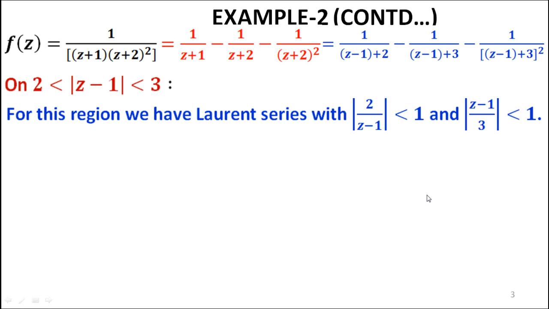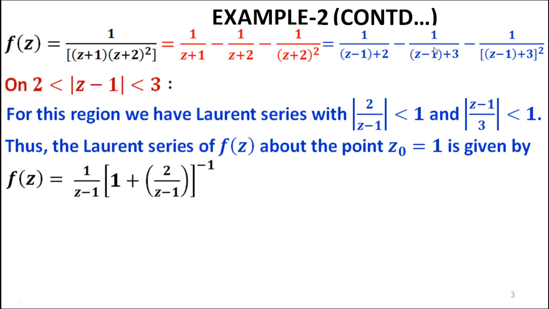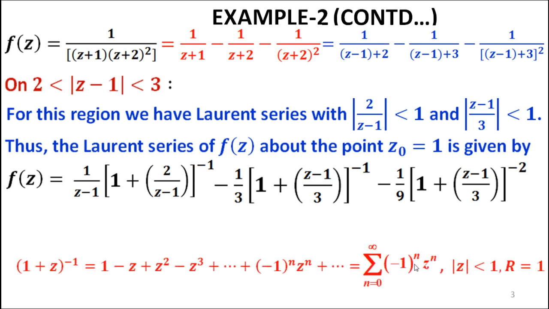Thus, the Laurent series of f of z about the point z naught is equal to 1 is given by f of z is equal to, in the first term we are taking z minus 1 as common and write this, and in the second one we are taking 3 as common in the denominator and simplifying that we have this, and in the third also we are taking 3 as common, simplifying that we have, and applying the binomial expansion 1 plus z whole to the power of minus 1 for the first and second one.